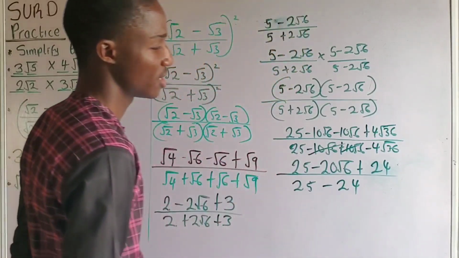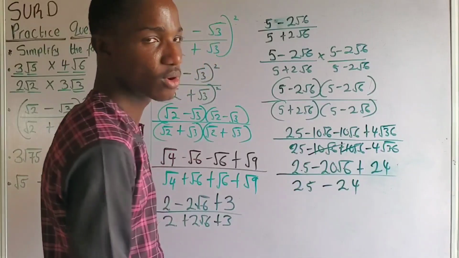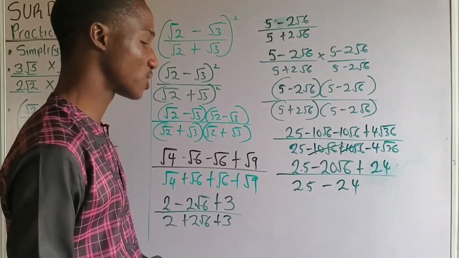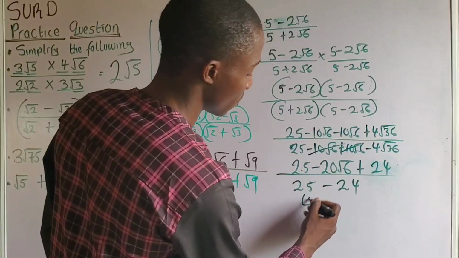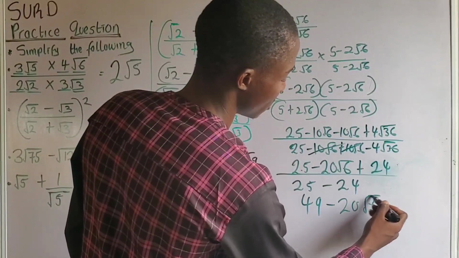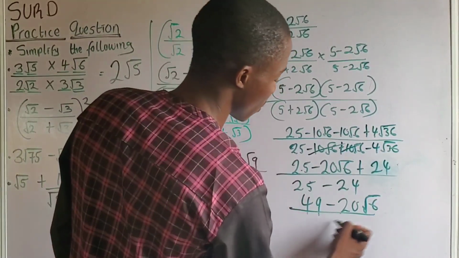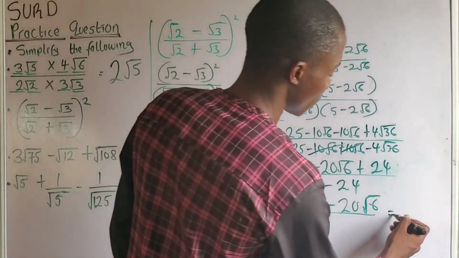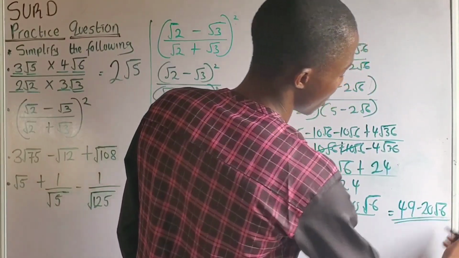Do you understand? Okay, let's proceed. 25 plus 24. Listen to me. We want to simplify the denominator now, okay? 25 plus 24, that is what? 49. I'm going to have 49 minus 20 root 6, okay? Now, 25 minus 24, that is 1, okay? So this over 1. 49 minus 20 root 6 over 1 will still give us 49 minus 20 root 6, which is the final answer, okay?